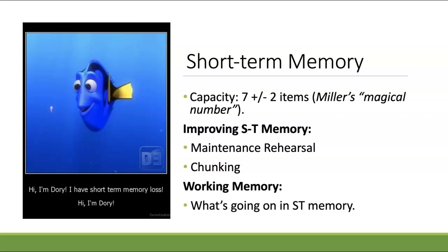Then the last thing to talk about with short-term memory is working memory. This is a concept that many models of short-term memory include, and it refers to what is actually going on in your short-term memory. So short-term memory is referring to the type of memory, but working memory is referring to what's actually going on in order to temporarily store that information. And it's also referring primarily to the ability to maintain and manipulate information while it's in short-term memory.